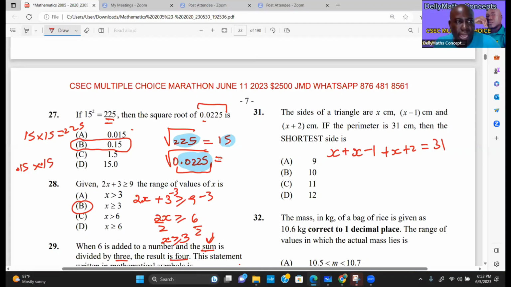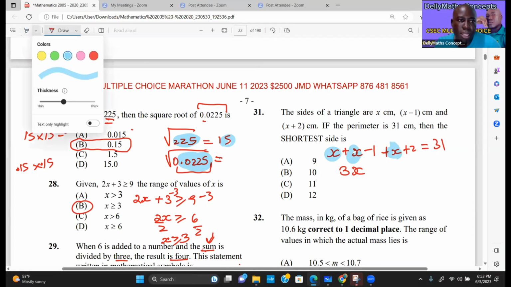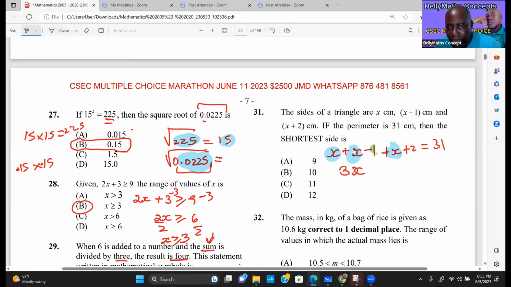Here are the x's: 1x, 2x, there are 3 x's there, so we have 3x. In terms of the constants, there is a -1 and a +2, and that's going to give you a +1, equal to 31. Solve as normal. 3x equals 30. Divide by 3, divide by 3. x is 10. But they didn't ask you for x.